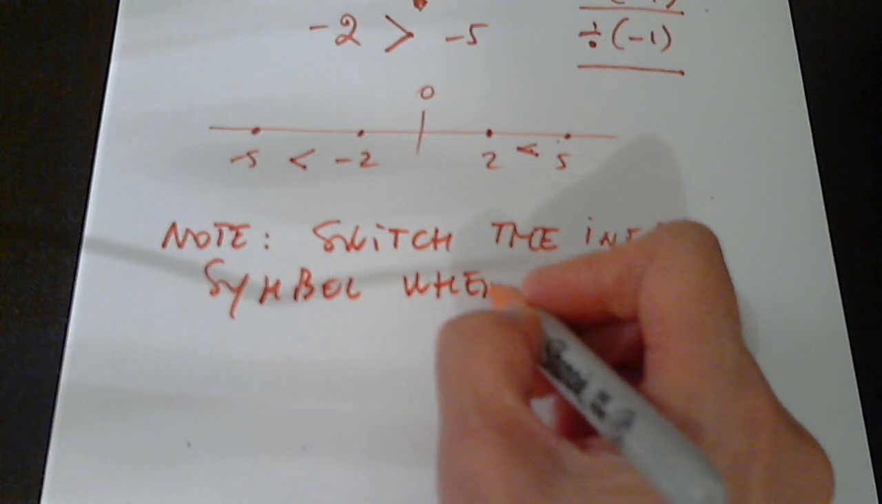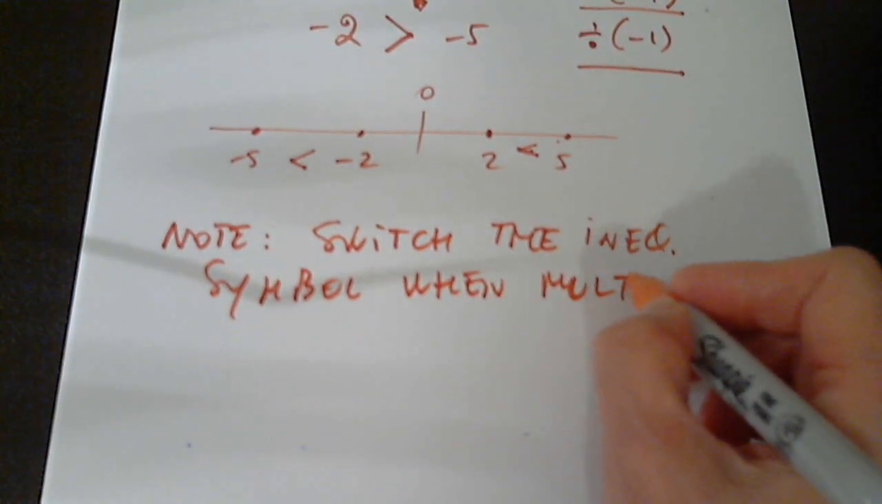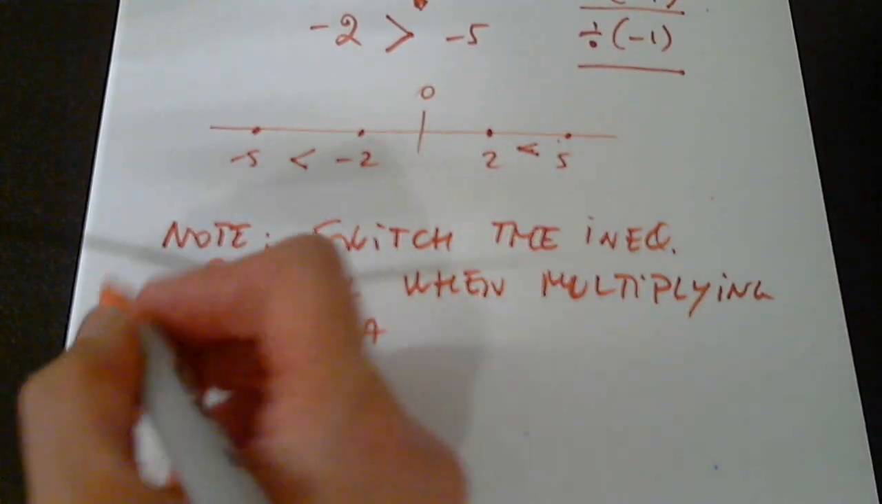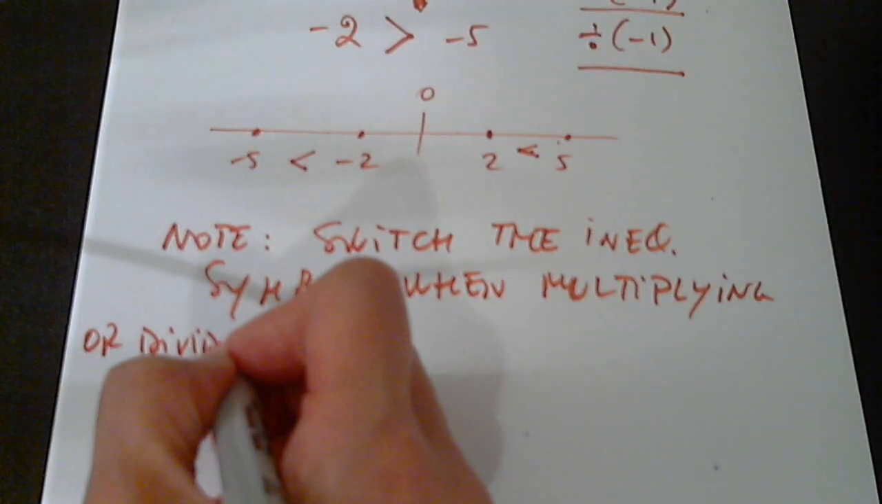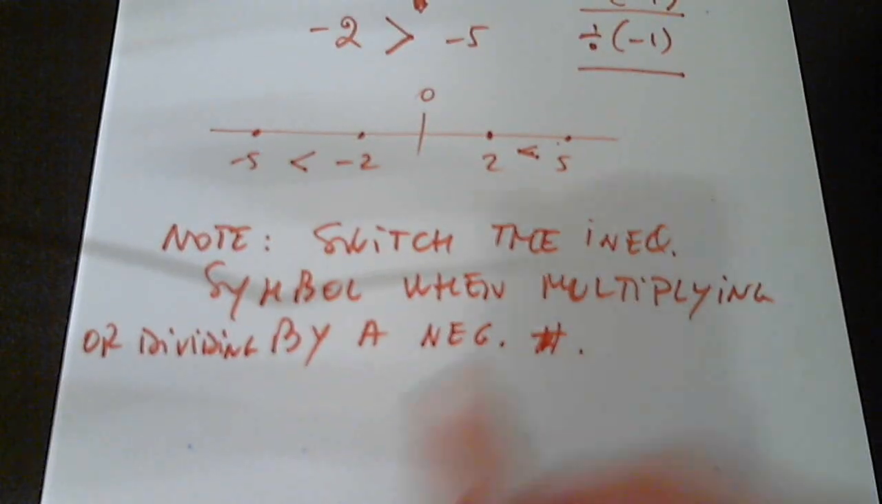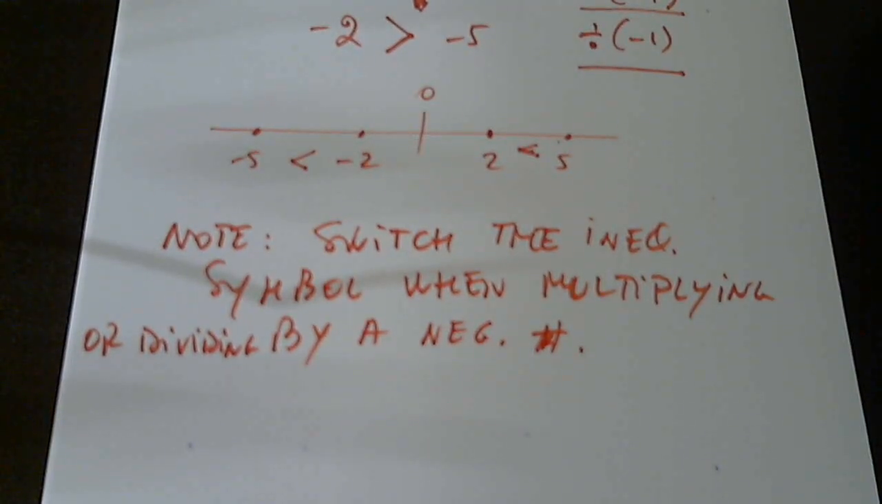when multiplying by a negative number or dividing by a negative number. Always. So you will see when this is necessary. The negative multiplication property of inequality states that if A is less than B and C is negative, then AC becomes greater than BC.